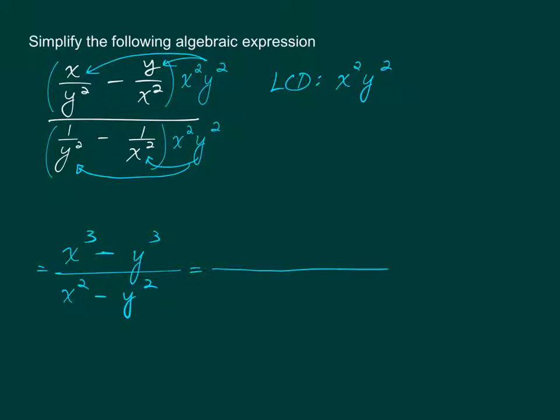So the factoring of the denominator using difference of squares, and in this video I think you've seen enough examples of that, will turn into x plus y times x minus y.